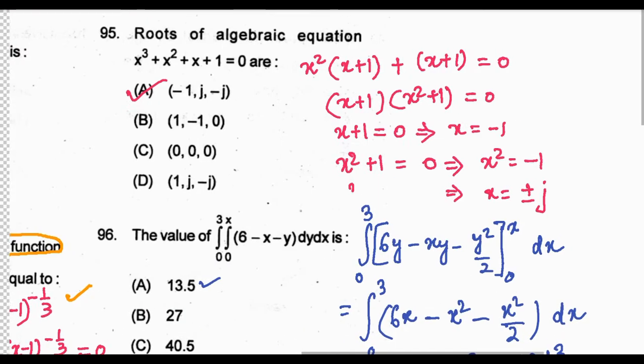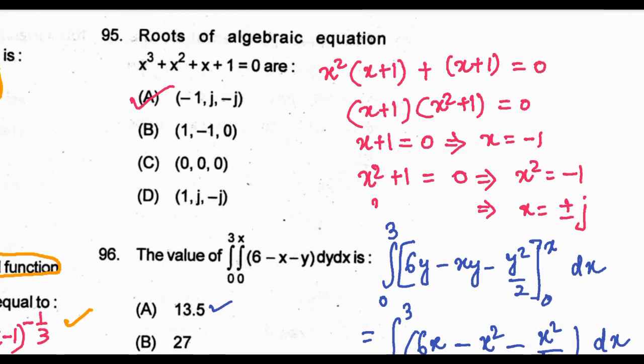Next question is question number 95. Roots of the algebraic equation x cube plus x square plus x plus 1 is equal to 0 are. So here we have to find out the roots. This is a very simple question. x square into x plus 1 plus x plus 1 is equal to 0, and x plus 1 taken common wholly, what will we get? x square plus 1 is equal to 0, and for this one x plus 1 is equal to 0, x is equal to minus 1. For x square plus 1 is equal to 0, x square is equal to minus 1, and x is equal to plus minus j. So here option A is the correct answer.